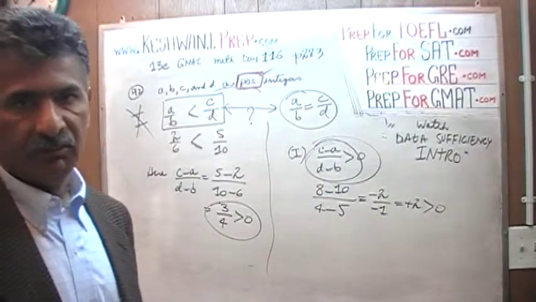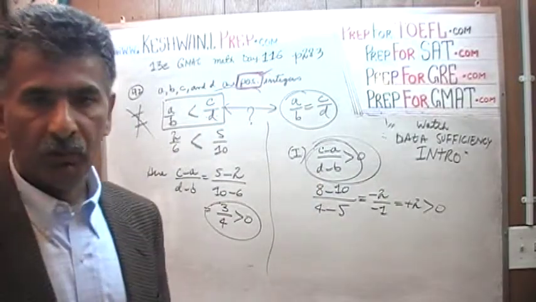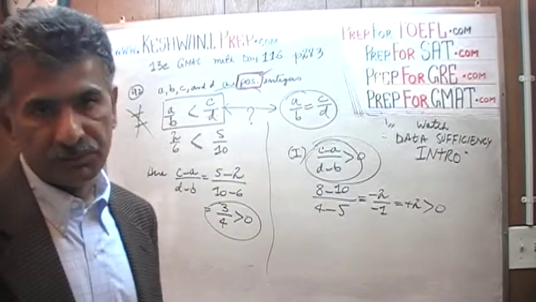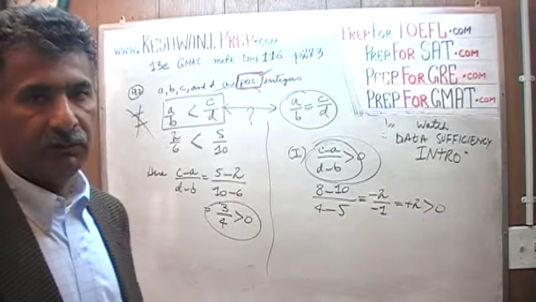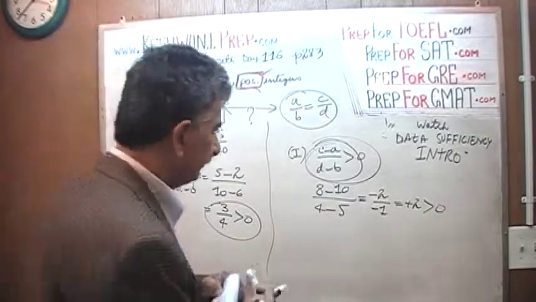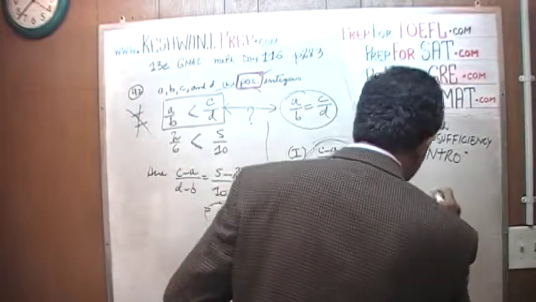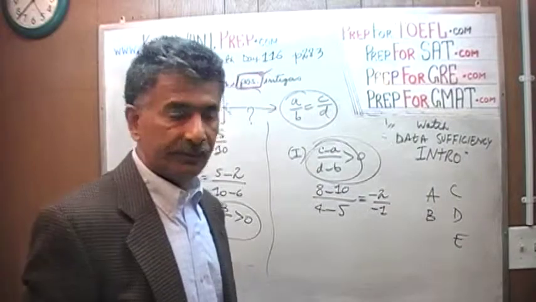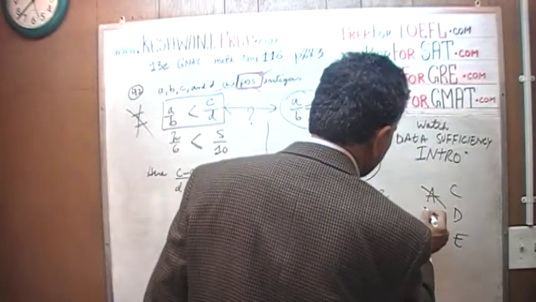It is no help to us because one time this ratio of A over B happens to be less than the ratio of C over D, and the other time they were equal to each other. So we can't answer the question, is it always less than that? Since the first statement by itself is not enough, the answer cannot be A or B.